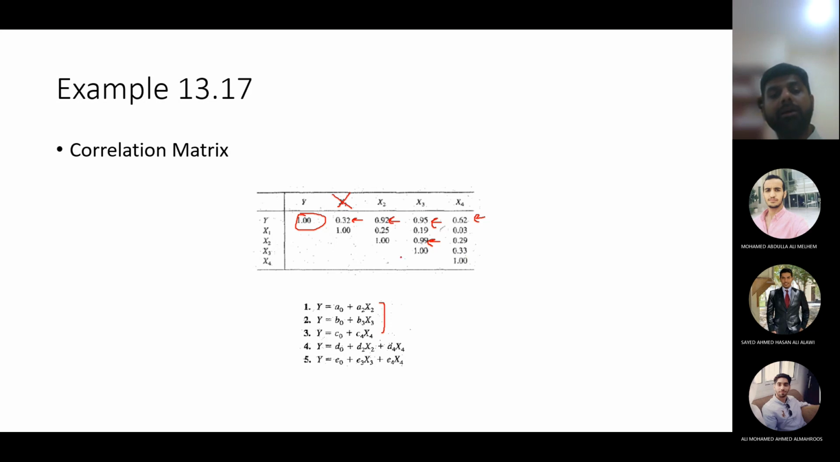Okay, now remember, there is no strong correlation between x3 and x4. The relationship between x3 and x4 is very weak, and the relationship between x2 and x4 is also very weak. So the only two parameters which have a strong correlation between them are x2 and x3.